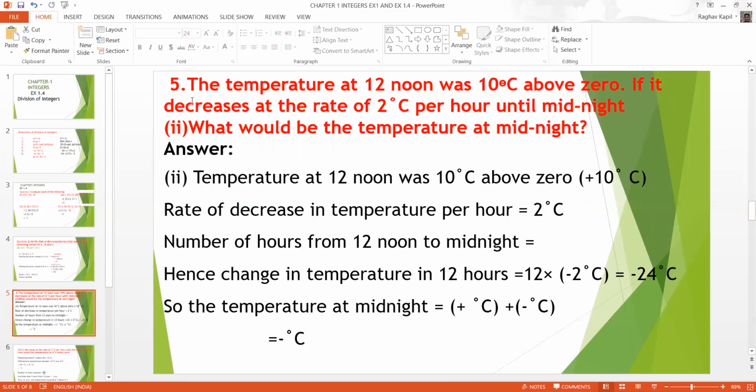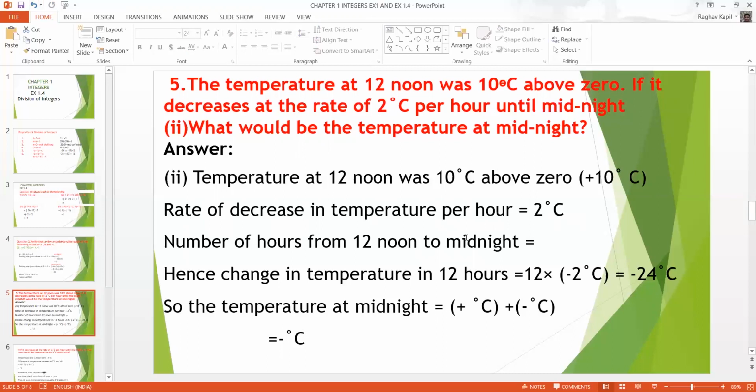Next question. The temperature at 12 noon was 10 degrees above 0. At 12 o'clock, the temperature was 10 degrees. It means it is positive 10. If it decreases at the rate of 2 degrees Celsius per hour until midnight, what would be the temperature at midnight? It is given that the temperature at 12 is what? 10 degrees Celsius, and the rate of decrease is 2 degrees Celsius per hour.